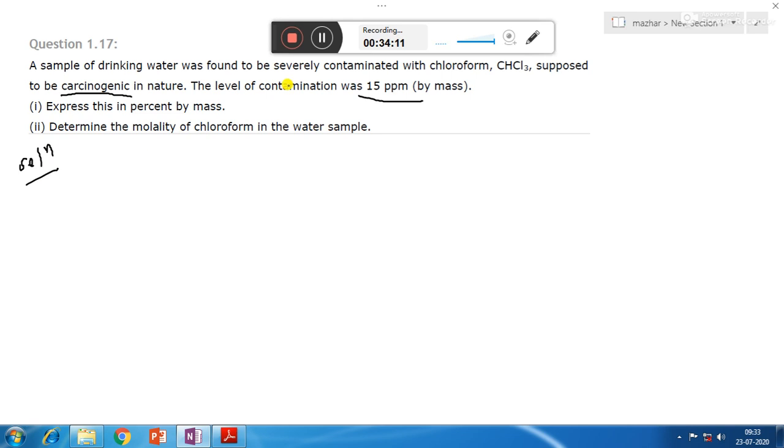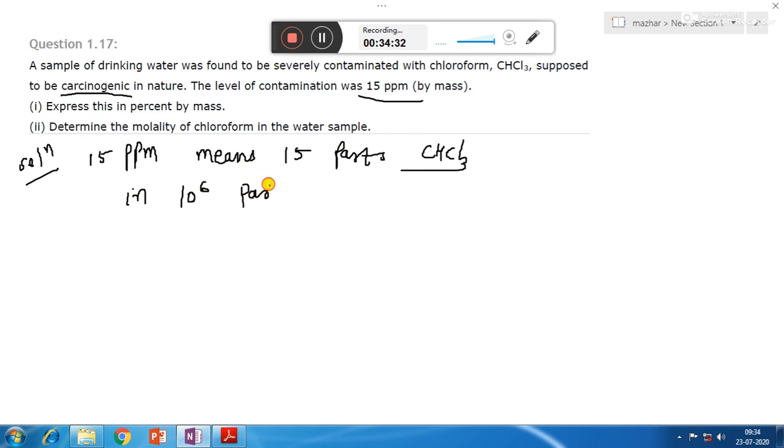Now here 15 ppm chloroform is there. So 15 ppm means 15 parts chloroform in 1 million parts solution, and 1 million means 10⁶. So in 10⁶ parts solution.